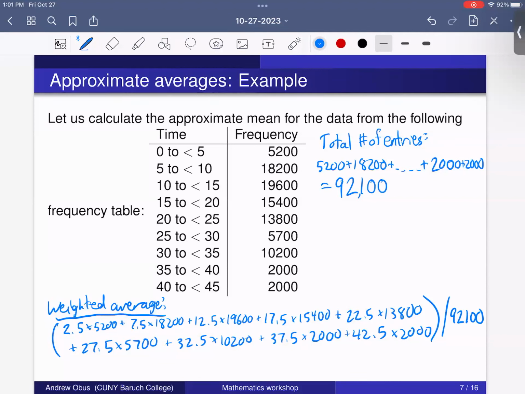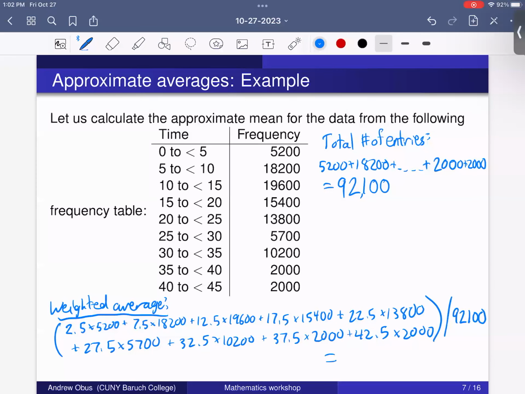Of course, I need to put this into a calculator. So 7.5 here, and then 12.5 here, 17.5 here, 22.5 here, and 27.5, and 32.5, and 37.5, and 42.5. So we have this whole thing, and we're going to divide it by 92,100, and I get that my weighted average turns out to be roughly 17.62, which looks about right to me.